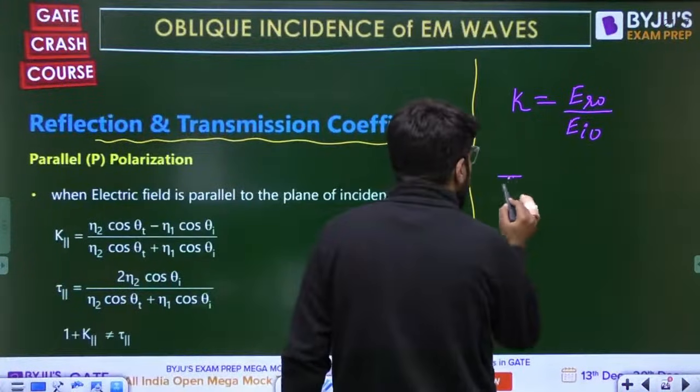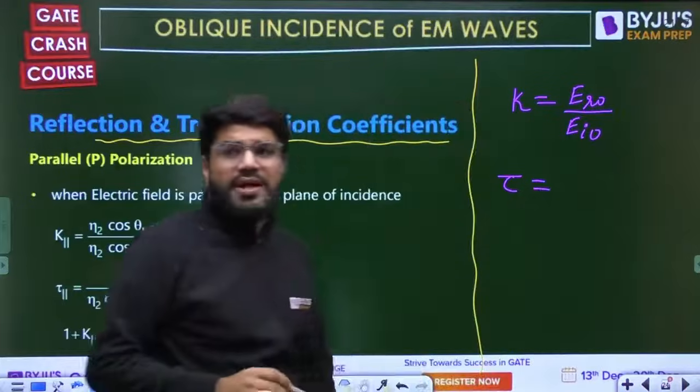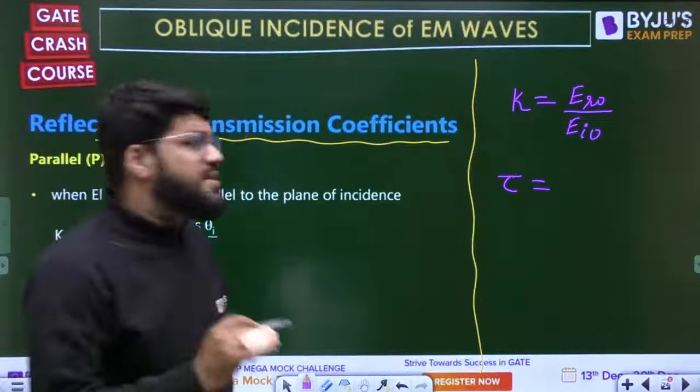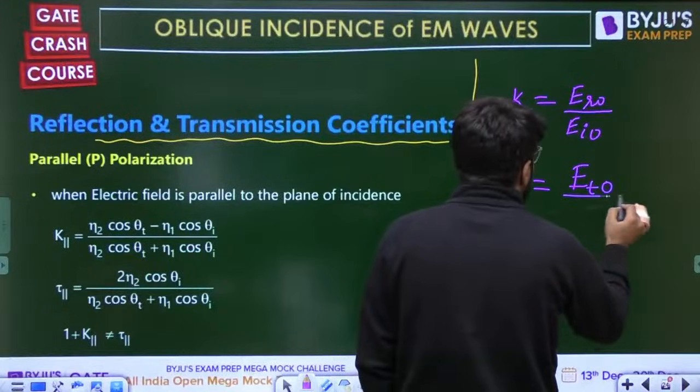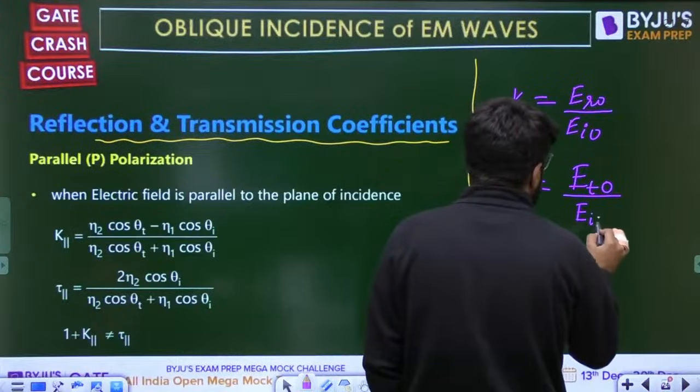And what is tau? The transmission coefficient, known as tau, is basically the magnitude of the transmitted electric field to that of the incident electric field.